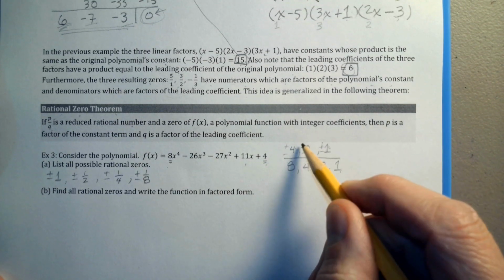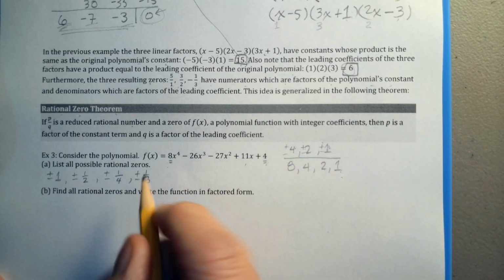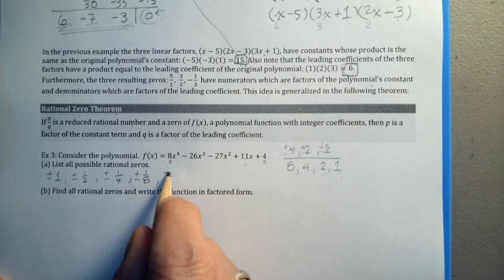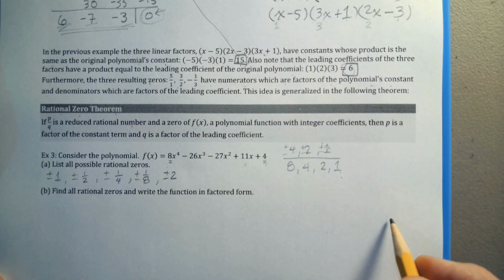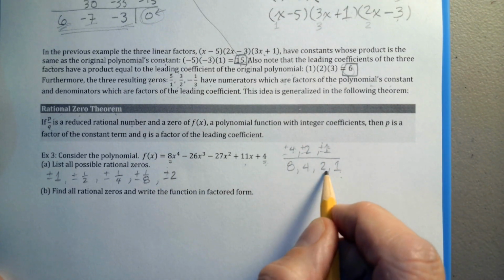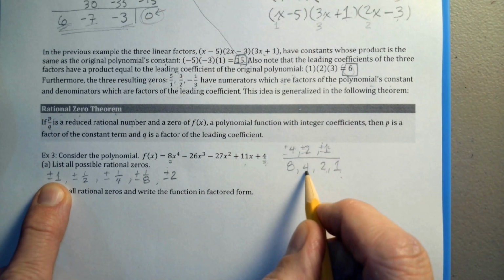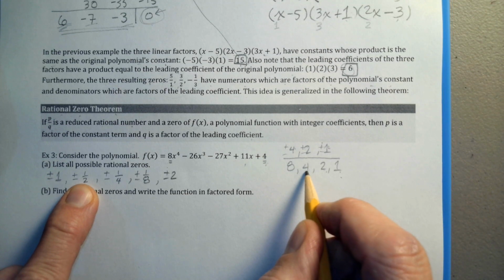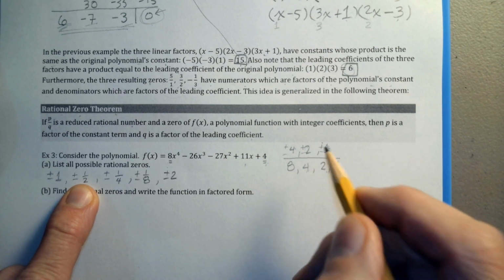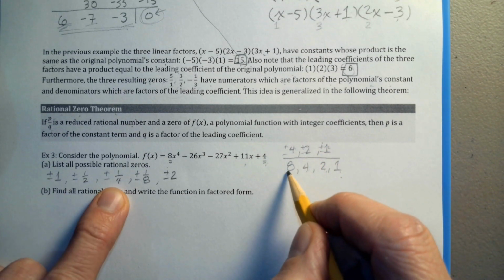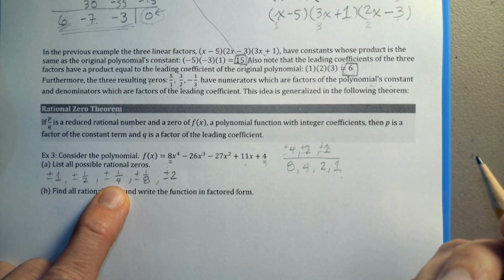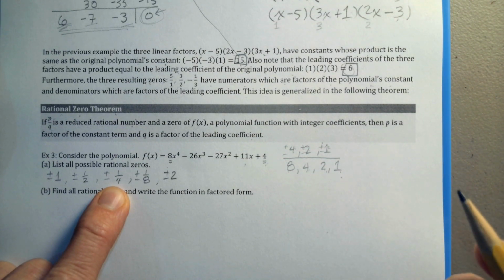All right, now we switch to the next one, 2. 2 over 1, that's plus or minus 2 is a possible zero. 2 over 2, well, that's 1. We already did that. 2 over 4, that's 1/2. We already did that. We don't need to write it again. 2 over 8, that's 1/4. We've already got that one in, so we don't have to write it again.